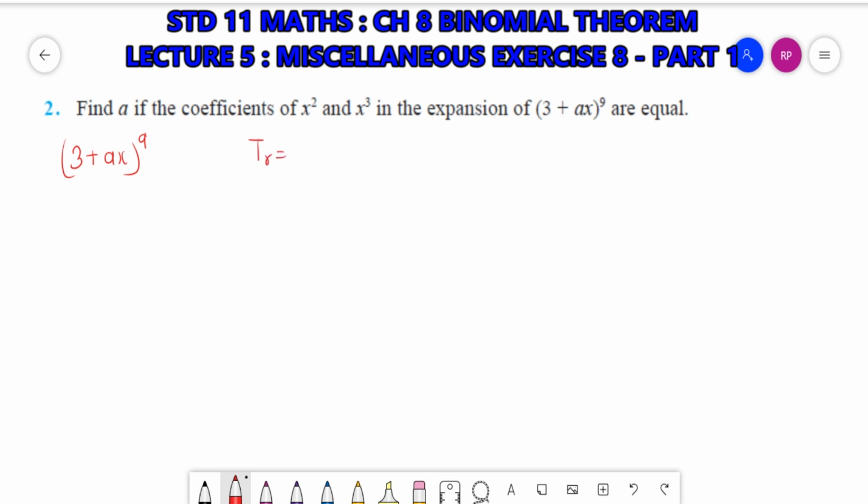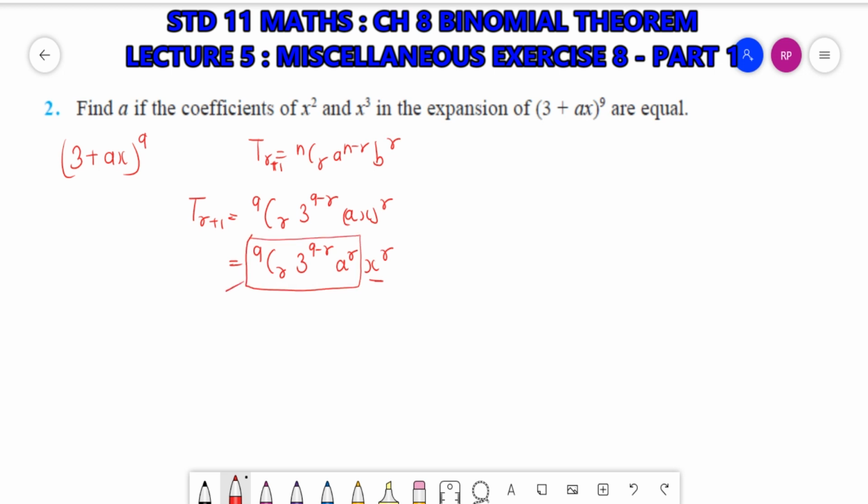The formula for the general term, T(r plus 1), is equal to nCr a raised to n minus r, b raised to r. Clear? So here T(r plus 1) will be equal to, n is 9, 9Cr, a that is 3 raised to 9 minus r, b that is (ax) whole raised to r. So this will be equal to 9Cr 3 raised to 9 minus r a raised to r x raised to r. So this is the variable and this is the coefficient.